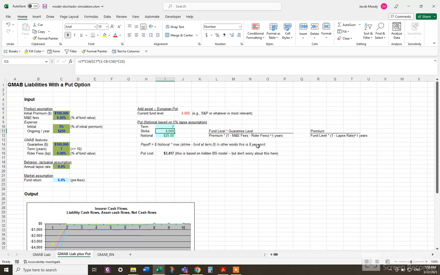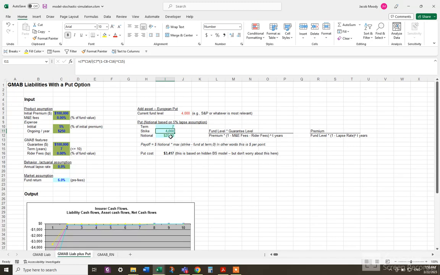just knocking down the premium, which hurts our account value. We're more likely, I suppose, in that sense, to exercise the put. Well, it all depends on what the market assumption is, right? If the fund return was 0 here, then it's more likely to be exercised.